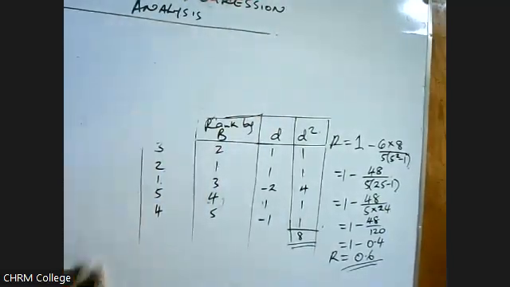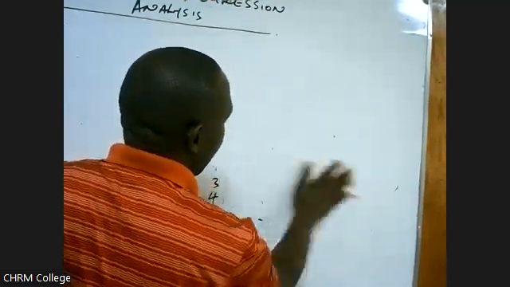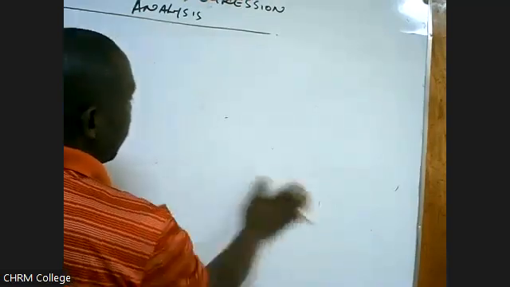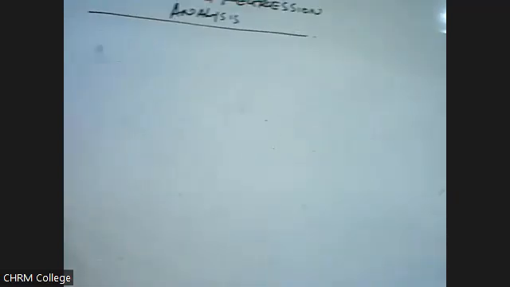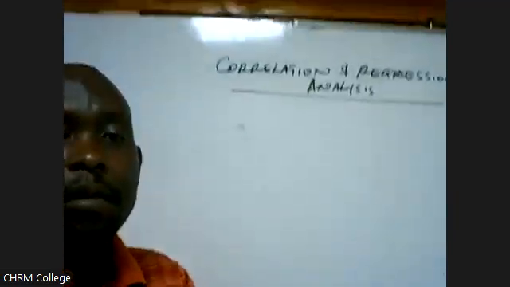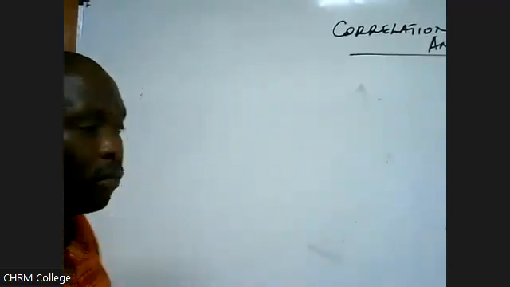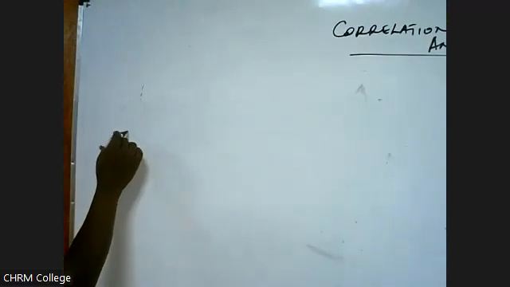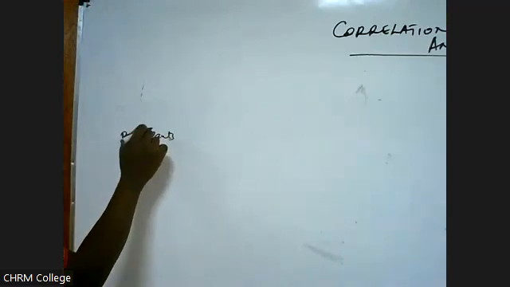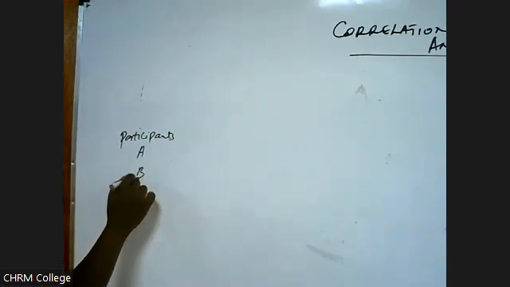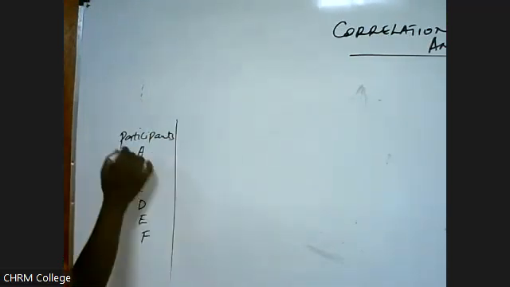In some cases, still under the rank correlation coefficient, the values might not have been ranked. So you can be given the scores instead of the ranking. You can be told that we had 6 candidates in a beauty contest, these are the participants, maybe A, B, C, D, E, and F. We had 6 participants.